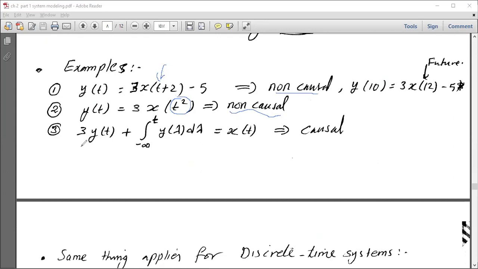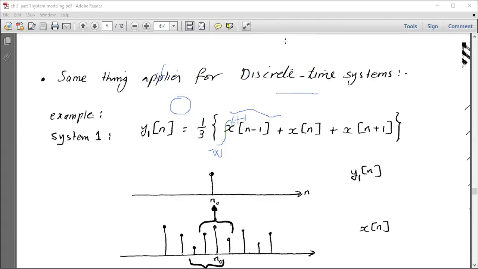And here we have this differential equation. It is a causal system. It doesn't depend on any future value. But if, let's say, you have an integral from minus infinity to t, still it is causal. But if it's t plus 1, so you are looking at a future value, so it will be non-causal in this case. Okay, let's proceed.